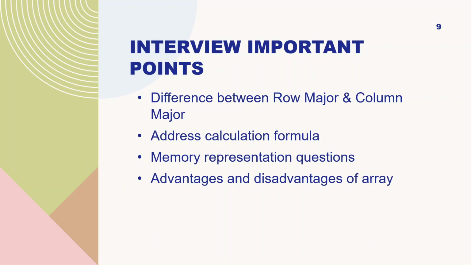Second, the address calculation formula. Interviewers often ask to calculate the memory address of an element like A[i][j]. So you must remember: the row major formula uses the number of columns, and the column major formula uses the number of rows. Third is the memory representation question. You should be able to visualize how array elements are placed in continuous memory, and verify your calculated address using the memory diagram.